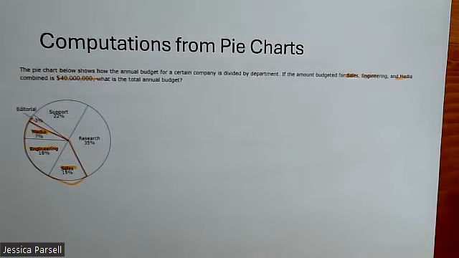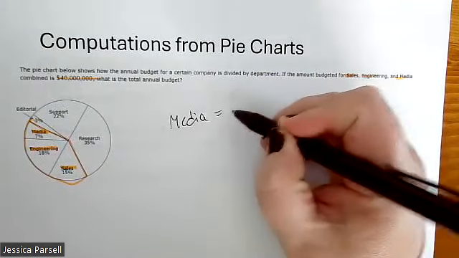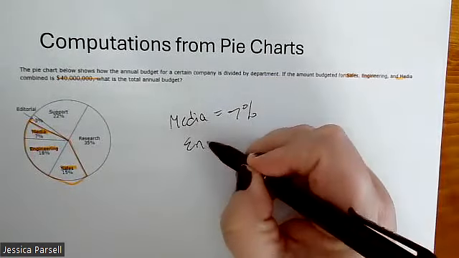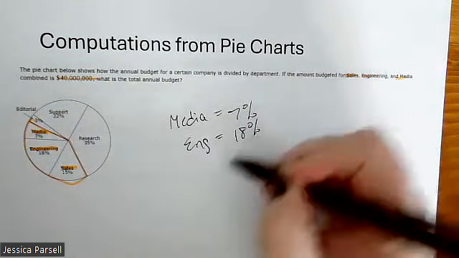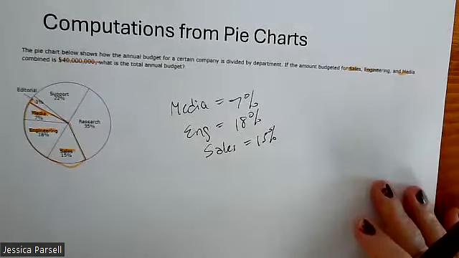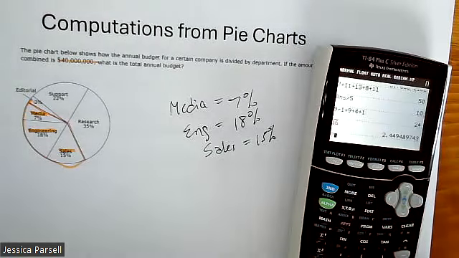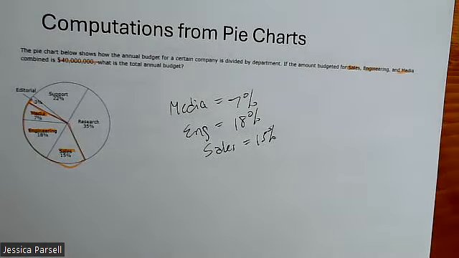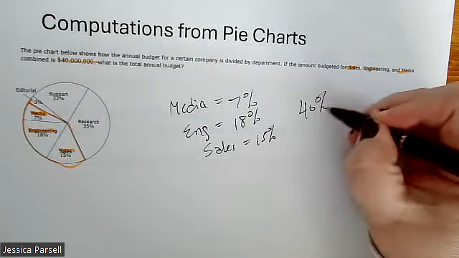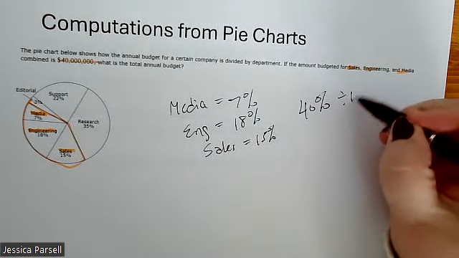Well, we don't know what that is. But we do know that the media is equal to 7%, engineering is equal to 18%, and sales is equal to 15% of their budget from this company. Okay, let's add those up. So we got 7 plus 18 plus 15. So we get 40. All right, so we got 40% is what we know is the total of media, engineering, and sales. So we're going to convert that to a decimal.